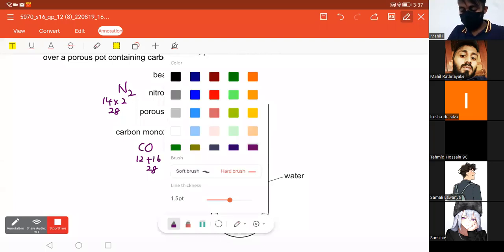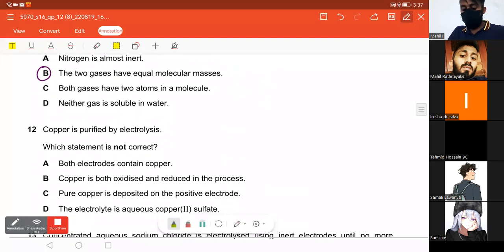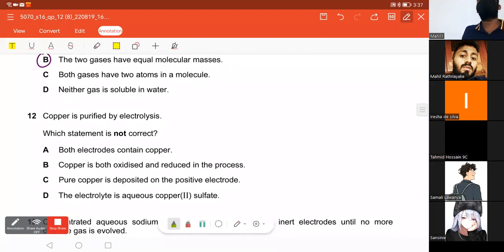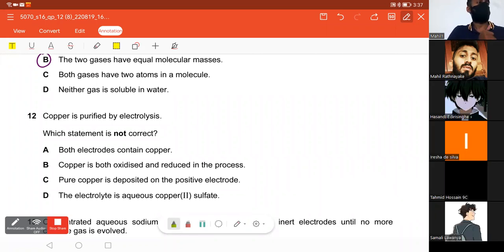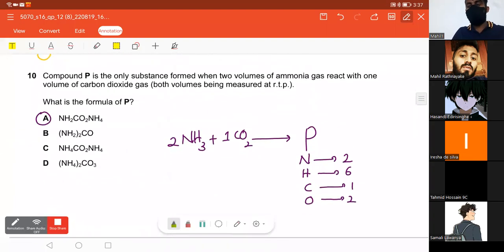Next one. Can you understand? Copper is purified. Please draw the purification of copper diagram. Show. Start. Draw the purification of copper. Sir, can you show the answer to the 10th one? Sir, and the 6th one also.